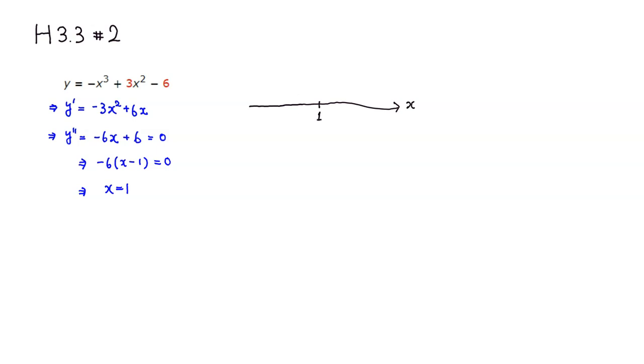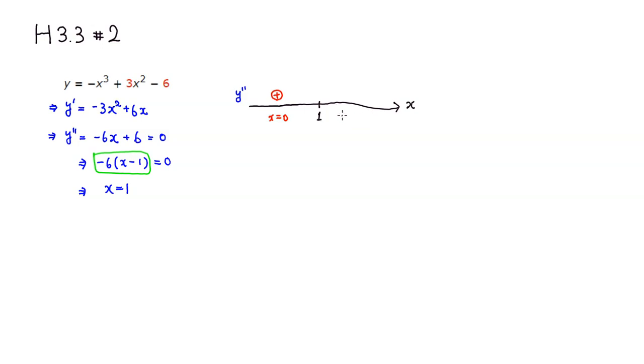Then we look at the sign of the second derivative. We just need to care if it's positive or negative. We can try any sample number less than 1. I like 0, so I'm going to try x equals 0. Let's see if the second derivative is positive or negative. I'm going to look at this one right here. If you plug in 0, you have negative 6 times negative 1, which is positive. So we get a positive sign for the second derivative on that interval.